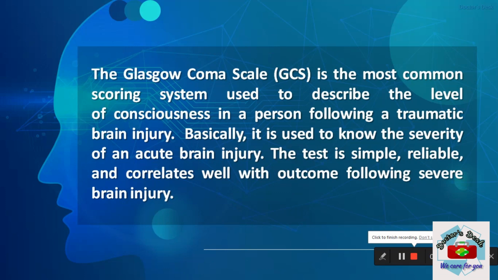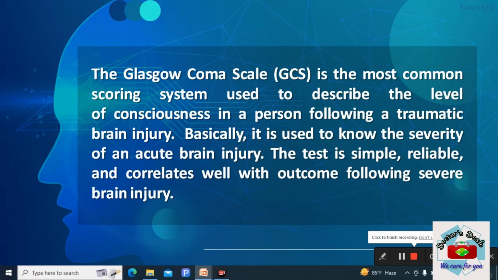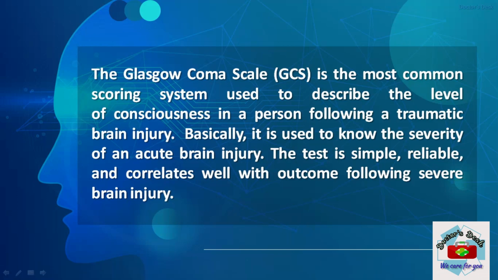Glasgow Coma Scale is the most common scoring system used to describe the level of consciousness in a person following a traumatic brain injury. Basically, it is used to know the severity of an acute brain injury. The test is simple, reliable, and correlates well with the outcome following severe brain injury.